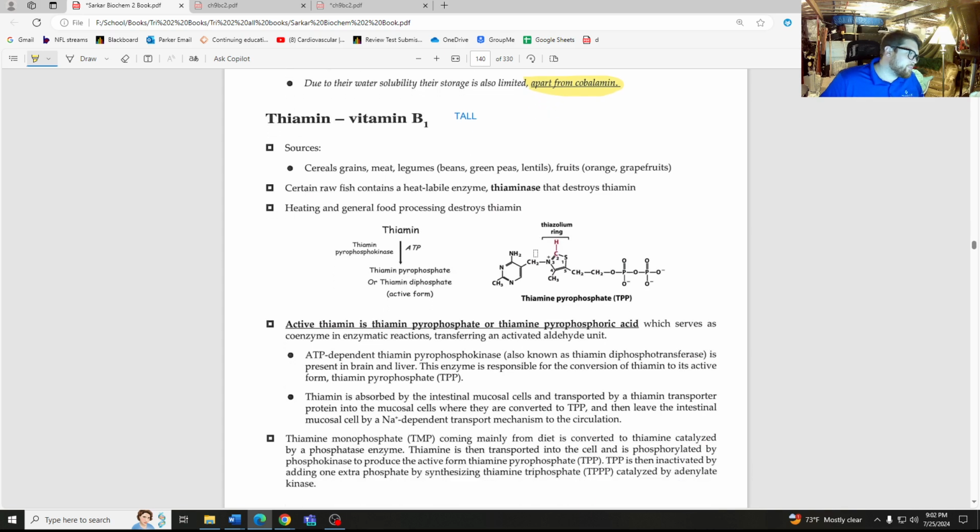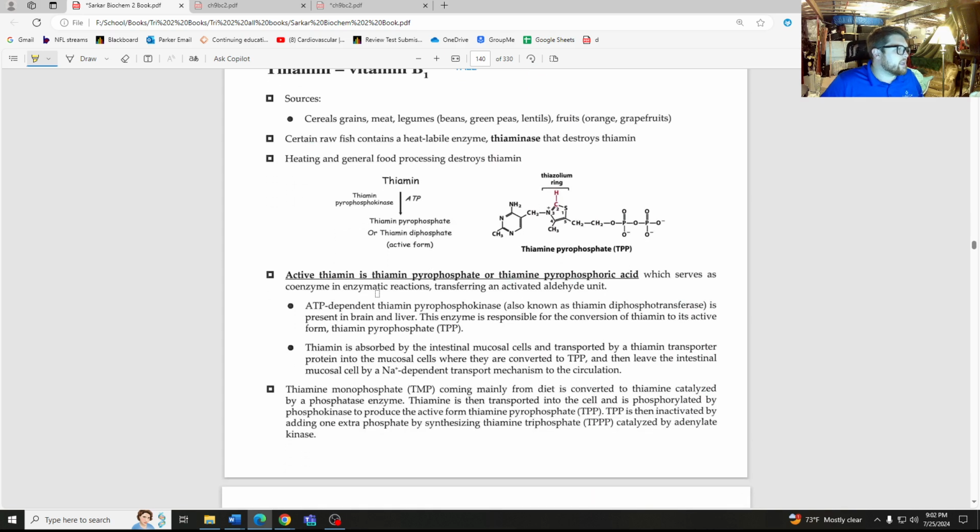So the active form is thiamine pyrophosphate. So these are going to be important. A lot of your questions are going to come from active forms. So you'll have what the B vitamin is, what's its active form, what reaction does it do, and then also what is the deficiency disease, or the things that you will see with that vitamin deficiency.